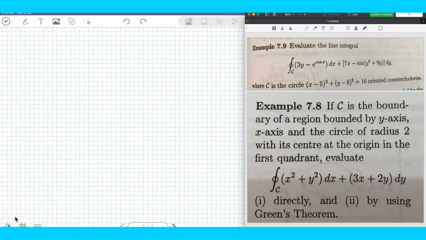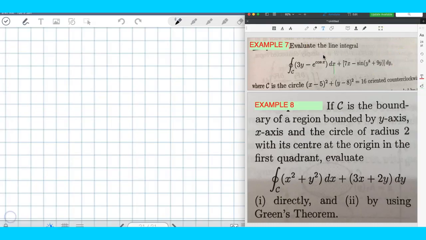I will give you another extra example on how we can use Green's theorem. Okay, so in this case, we look at the first one on top here. Evaluate the line integral of F. This one is already in F dot dr, where C is a circle with the given equation oriented counterclockwise. I will call this Example 7. Now take a look at Example 7.